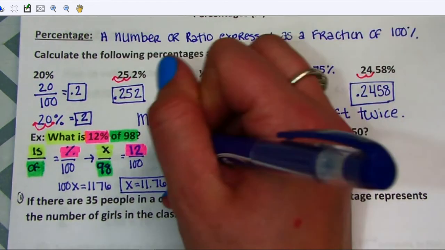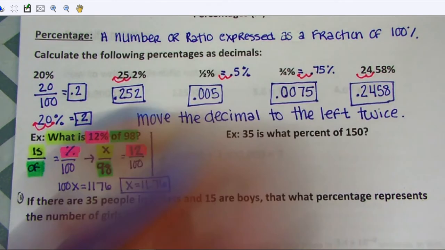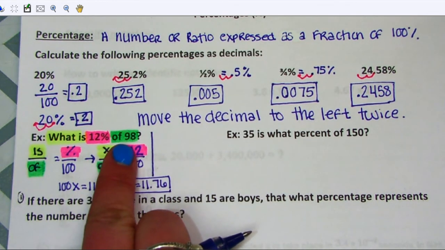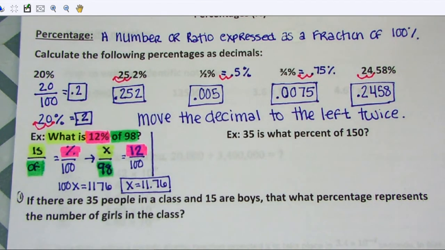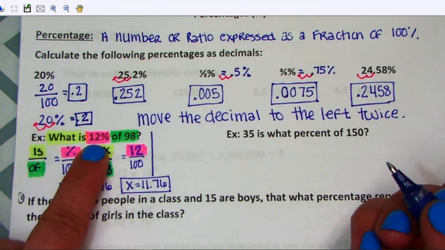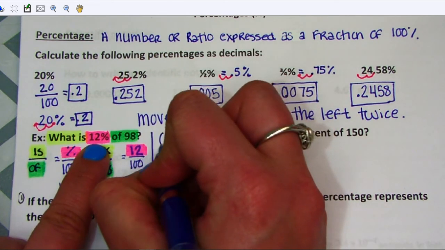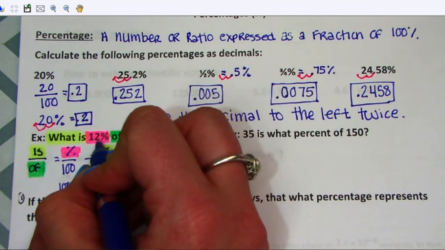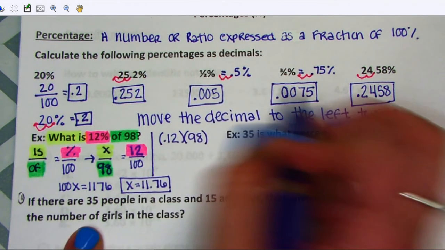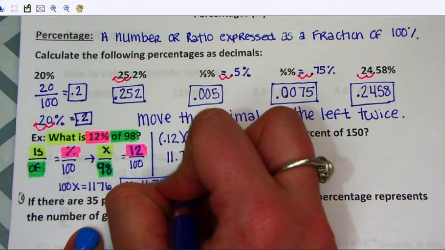So you could use this, or when it says what is 12% of 98, the word of in math means multiply. So we would just take the percentage and multiply it to the number. The first thing you have to do is change 12% to a decimal. So this would now be 0.12 because I would move it to the left twice. And then I'm going to multiply it to 98. And I would still get the same answer.